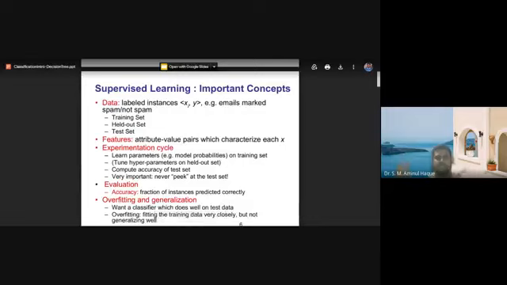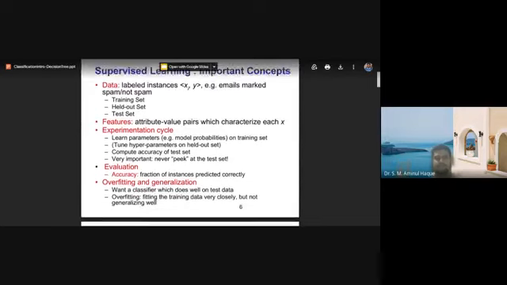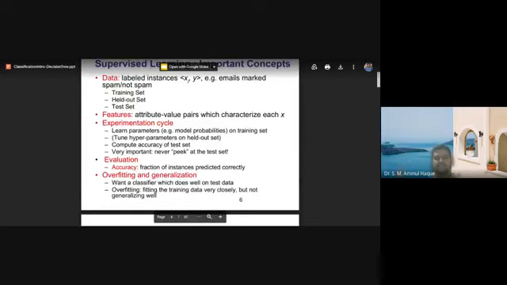So what happens in supervised learning? We have some data, we have some features that we call attributes or parameters, and we do some experiment, that is training and testing. Then we have the testing and evaluation phase, and finally we try to generalize this. If we have any overfitting issues, we try to generalize this. So that's the standard procedure in terms of supervised learning. Okay.